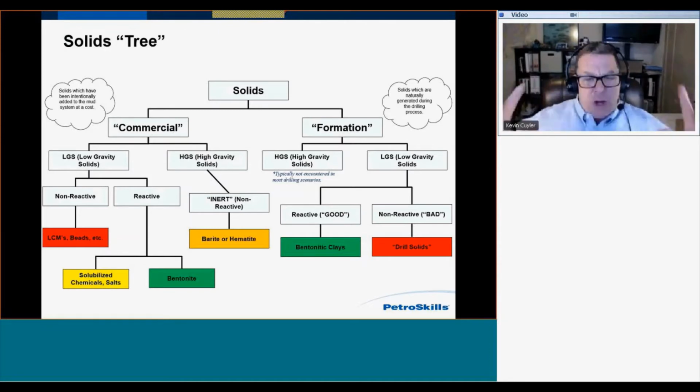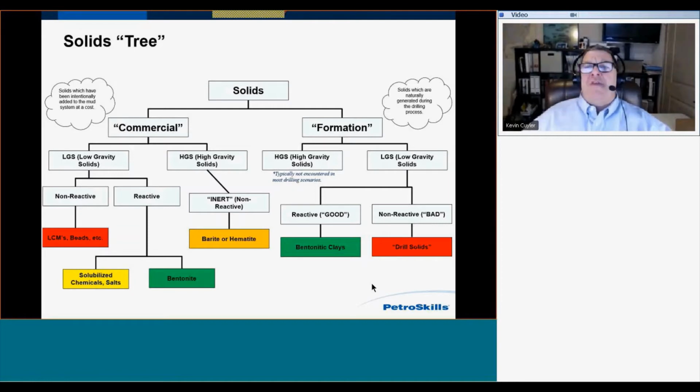and they are brought into our fluid system, and they create a negative purpose for us, so that there's nothing beneficial about them. They're non-reactive. They don't build wall cake, and they can't help us increase viscosity that we want. And so those are generally what we term bad low-gravity solids. We want to remove these solids out of our mud system at the first available opportunity. They have no benefit to you other than causing you a whole lot of problems later on.